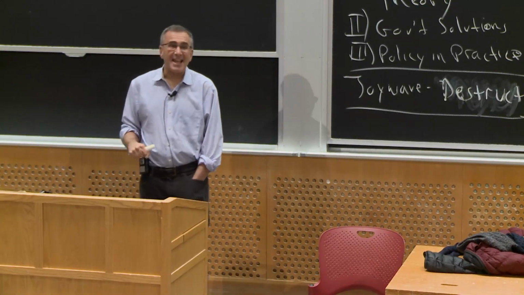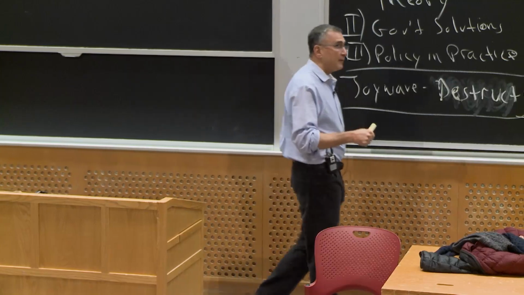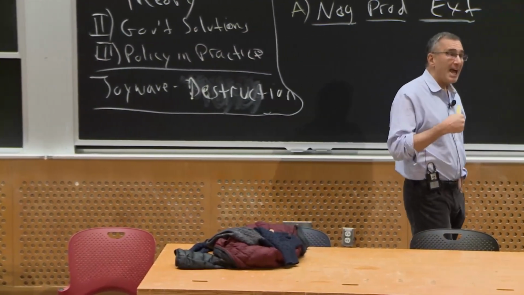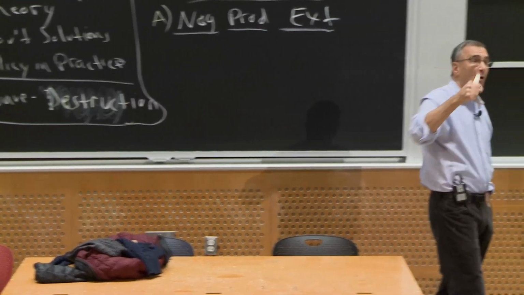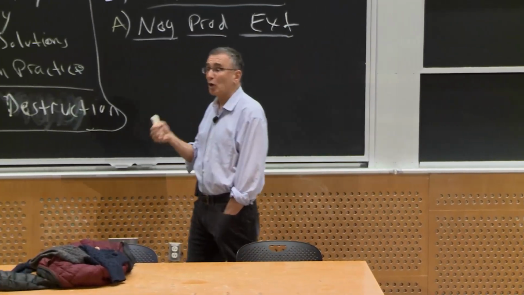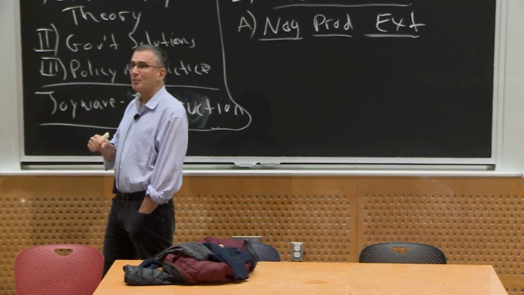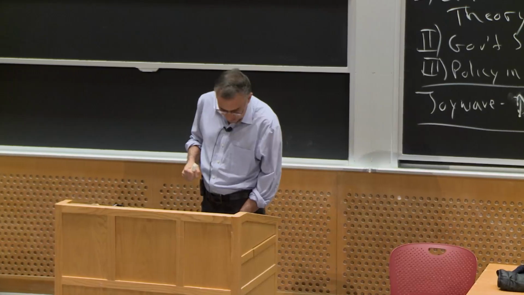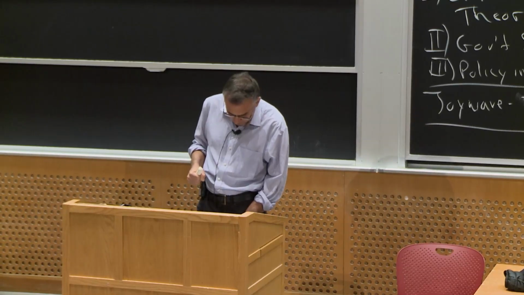Now, this is a classic negative production externality. It's negative because my action as a steel plant affects another party, which is the fisherman. It's production because it's a byproduct of the production process. We'll talk later about consumption externalities. You'll see the difference. And so this is a classic negative production externality.